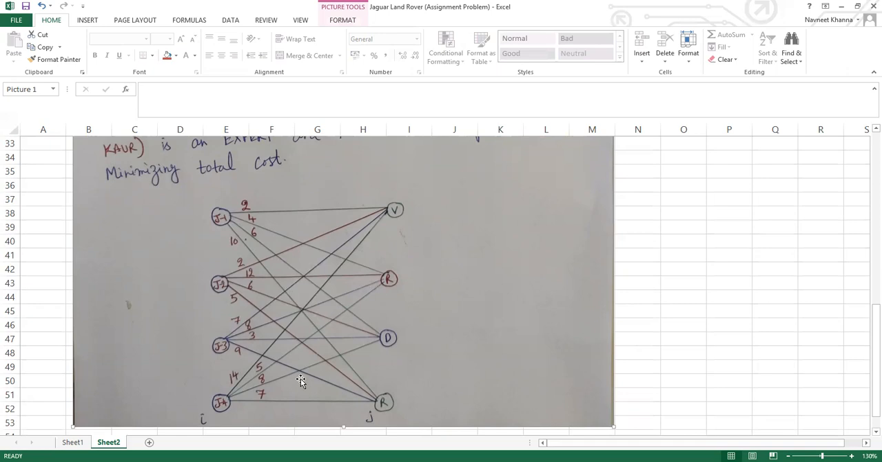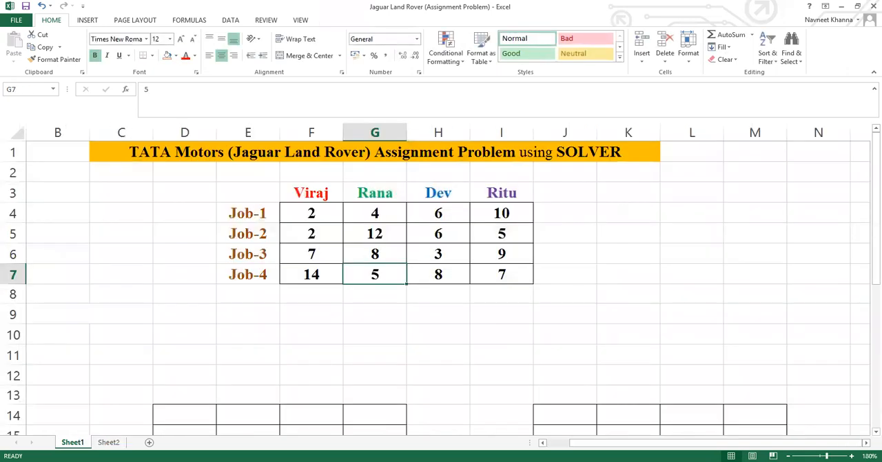Similarly, for the other constraint, the sum over j of xij is equal to 1 for every i, meaning the first job can be assigned to either Viraj or Rana, that is, either to the first engineer or second or third or fourth. So today let's see how we can solve this problem using Solver. I have drawn here the table which was shown, right? So 4 jobs and 4 engineers.